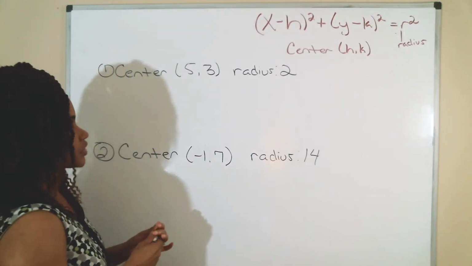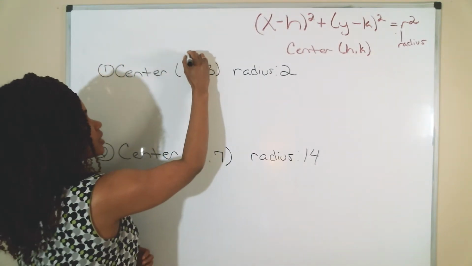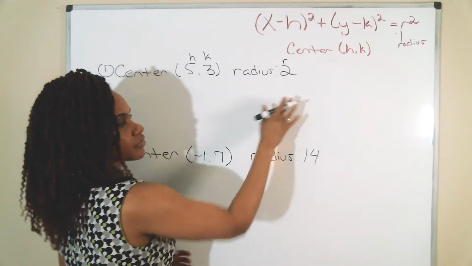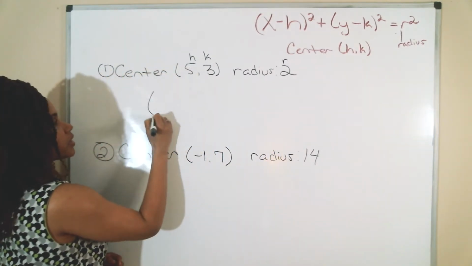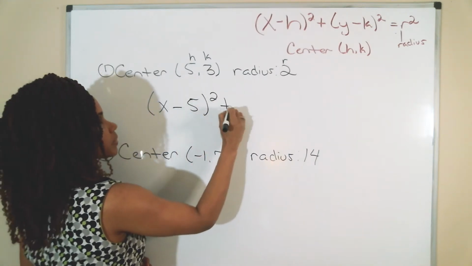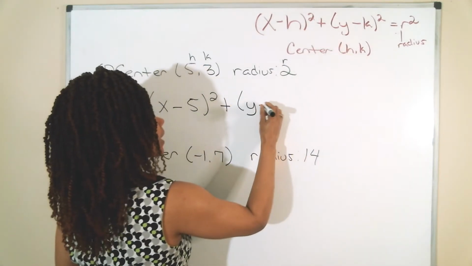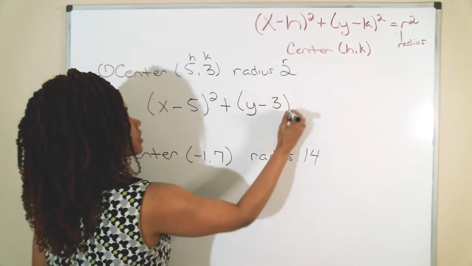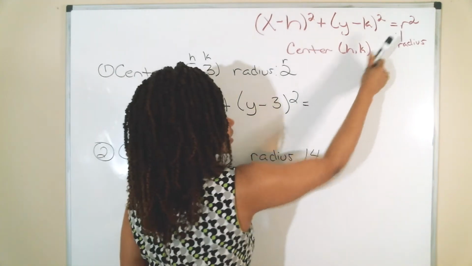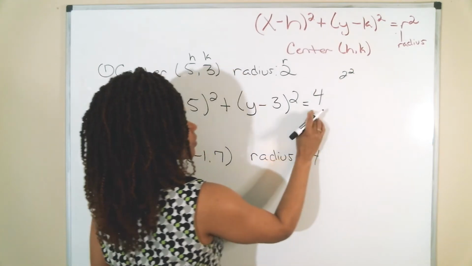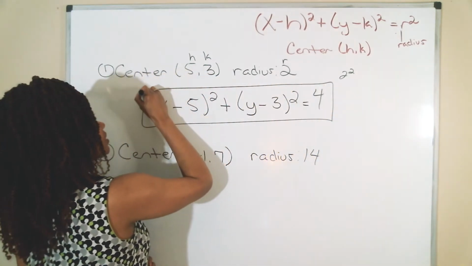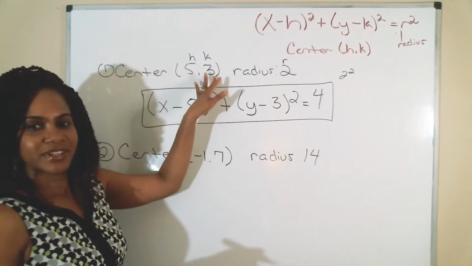So the first thing I'm going to do is just label everything. The center is h, k, all right? And then the radius is r. So I'm just going to take this information and plug it in. That would be x minus h, which is 5, squared, plus y minus k, k is 3, squared equals r squared. r is 2 and 2 squared is 4. So that would be equals 4. All right, and so we've written this equation in standard form for this circle given this information.